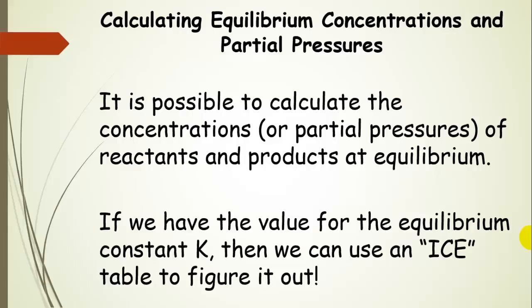And what we're going to find out is that it's possible to calculate the concentrations or partial pressures, as required, of reactants and products at equilibrium. So if we have the value for the equilibrium constant K, then we're going to see that we can use an ice table to figure out what these equilibrium concentrations or partial pressures would be. So that's what we're going to learn to do in this video.